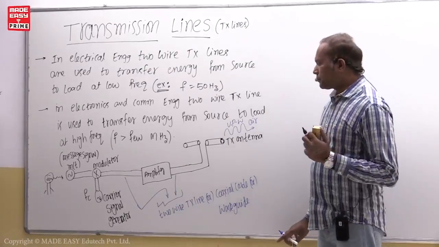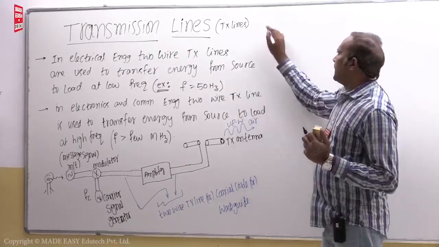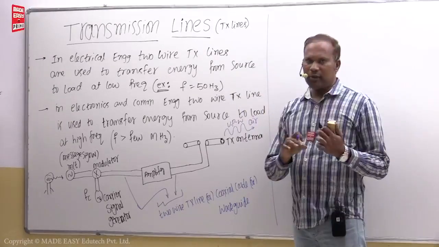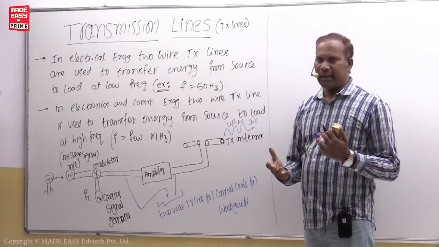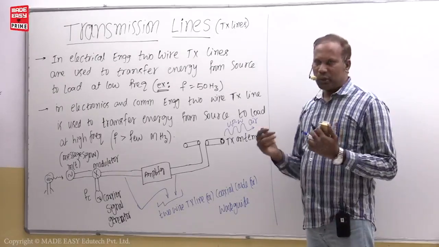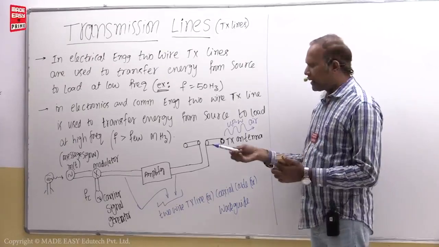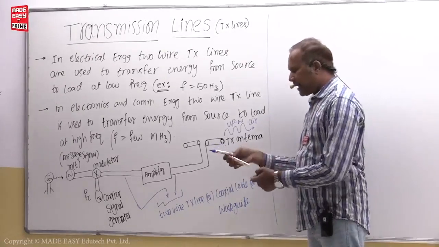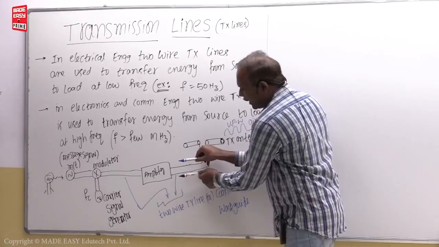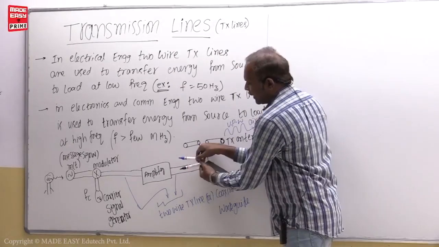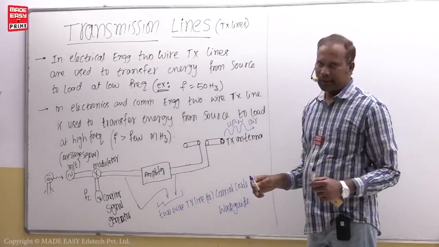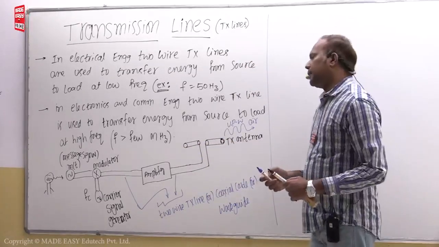Now, dear students, what is the transmission line? First of all, you have to understand that. Transmission line is a pair of conductors. That means two conductors. First conductor like this and second conductor like this. Why two conductors? In one conductor, current goes from source to load. In the other conductor, there should be a return path. That is why two conductors.